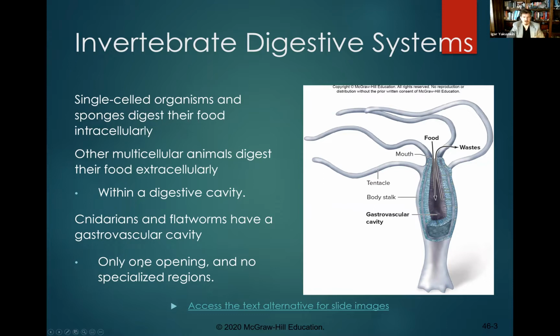So cnidarians and flatworms have a gastrovascular cavity. It's basically the mouth and the anus at the same place, meaning that the food goes in, is digested, and whatever is not digested will be thrown up. It's a sac, one opening, no specialized regions, all right? But that was the beginning.